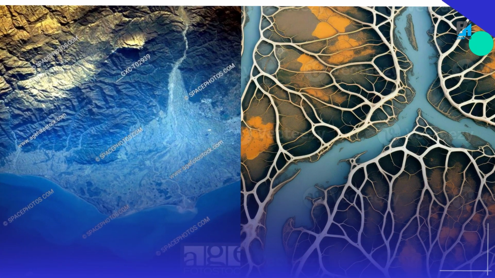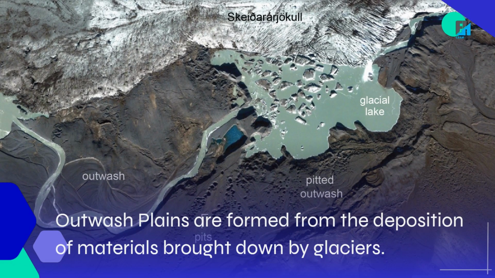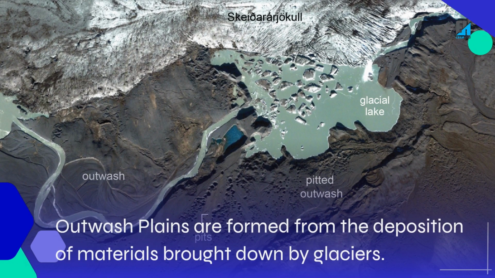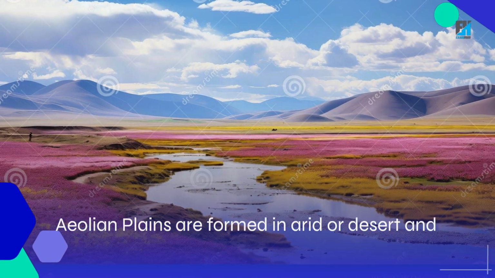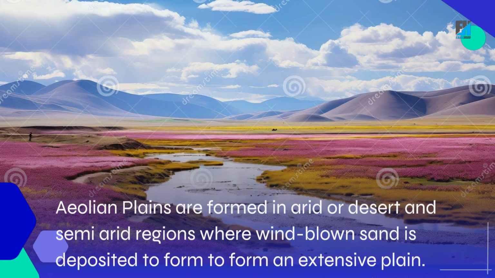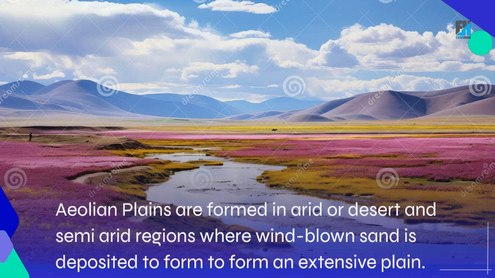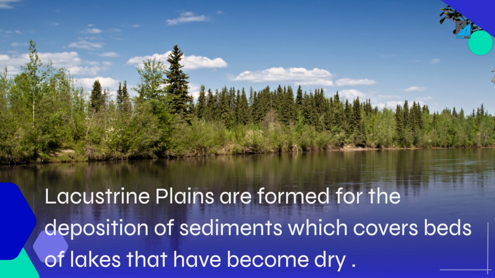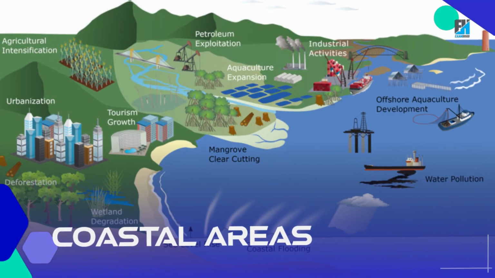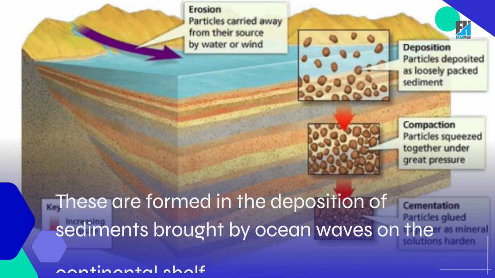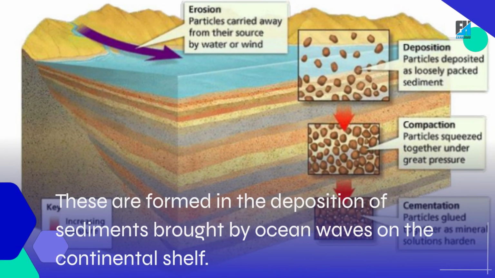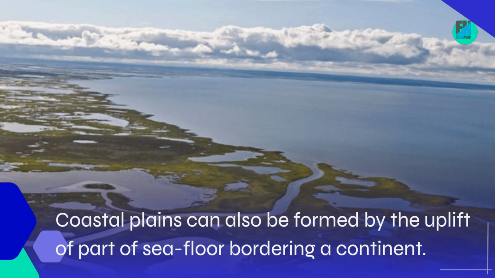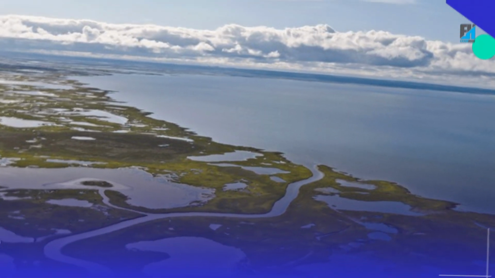Outwash plains are formed from the deposition of materials brought down by glaciers. Aeolian plains are formed in arid or desert and semi-arid regions where wind-blown sand is deposited to form an extensive plain. Lacustrine plains are formed from the deposition of sediments which cover beds of lakes that have become dry. Coastal plains are formed from the deposition of sediments brought by ocean waves on the continental shelf. Coastal plains can also be formed by the uplift of part of the seafloor bordering a continent.